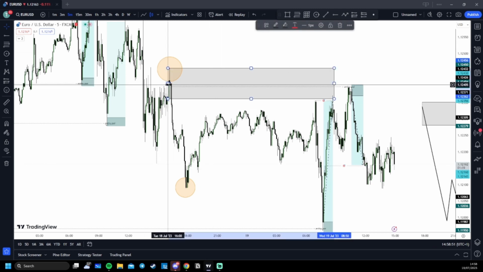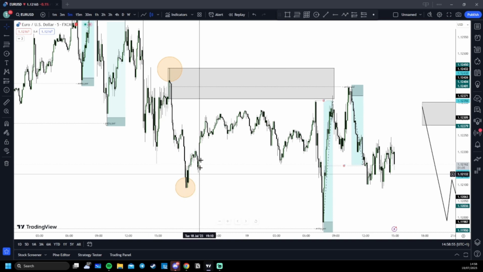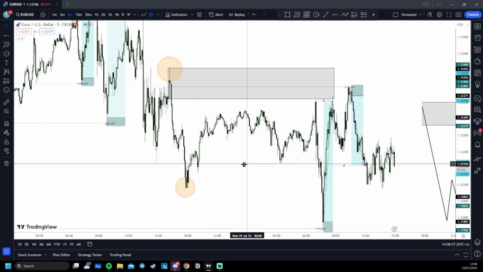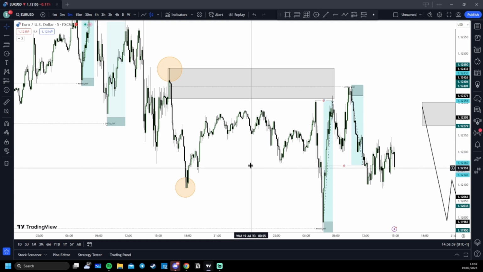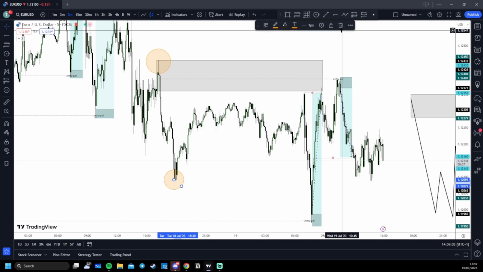Like your points of interest, they can be so simple. Just make sure they've broken some sort of structure and they've had liquidity built up inside of it. That liquidity build up is kind of important. Yeah, I don't really take that into consideration.